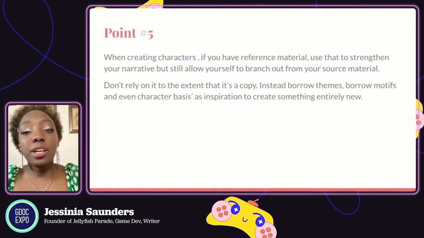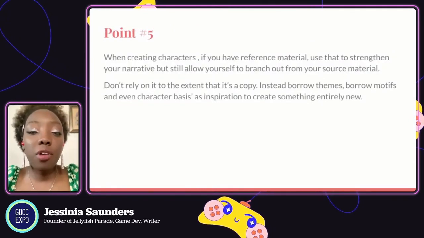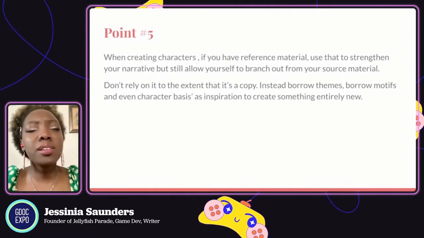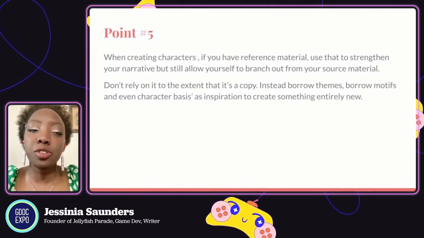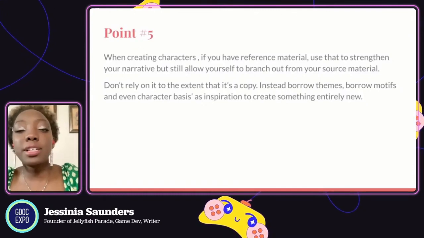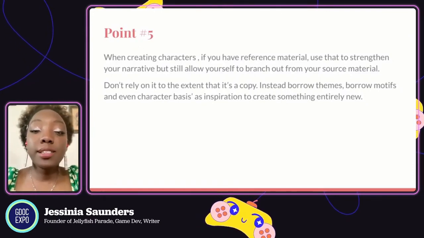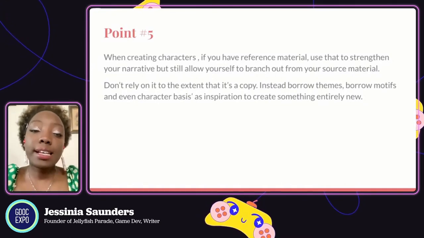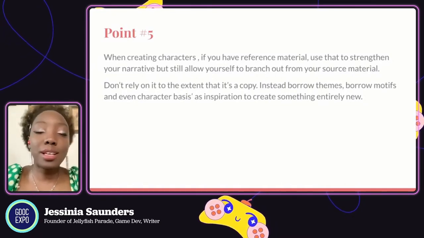So when creating characters, if you have a reference material, use that to strengthen the narrative, but still allow yourself to branch out from your source material. Don't rely on it to the extent that it's a copy. Instead, borrow themes, borrow motifs, and even character basis as inspiration to create something entirely new.